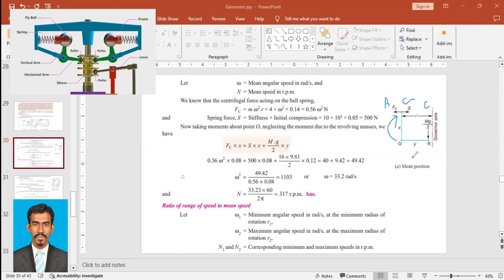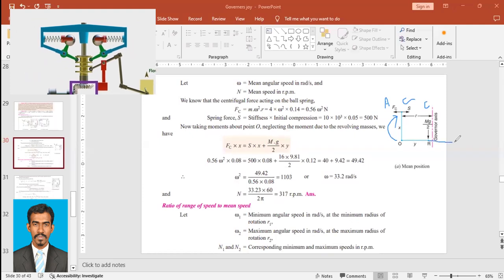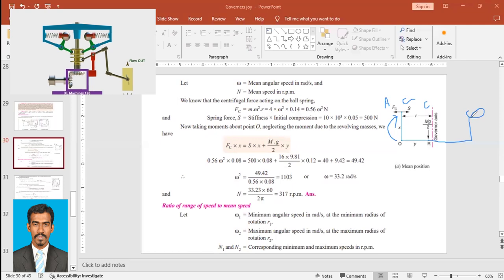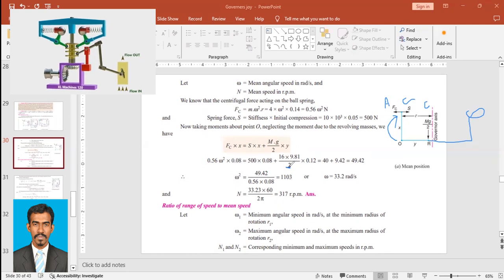Why is there a 2? Because we are solving only half of this governor. The full governor would have another arm this way, and another ball this way. So we have to solve like this, which we are not going to do. We will take only half of this one, and that's why there is a 2.